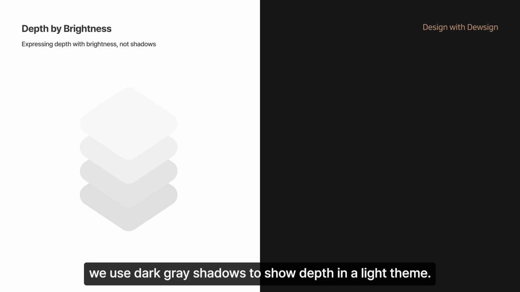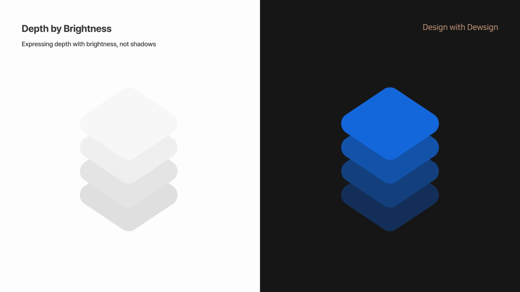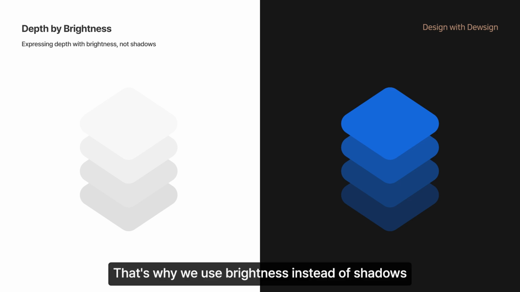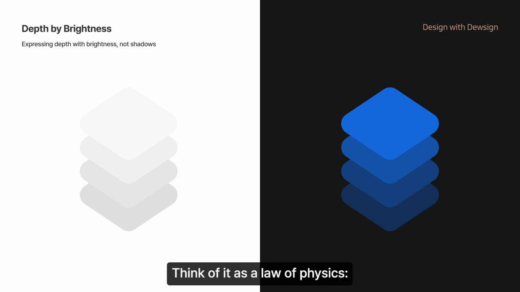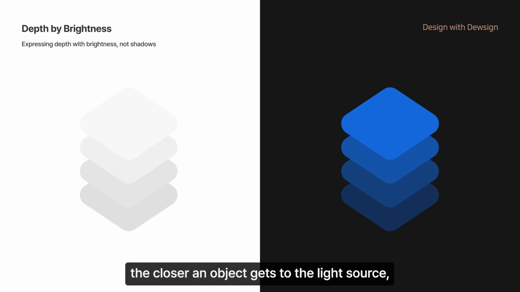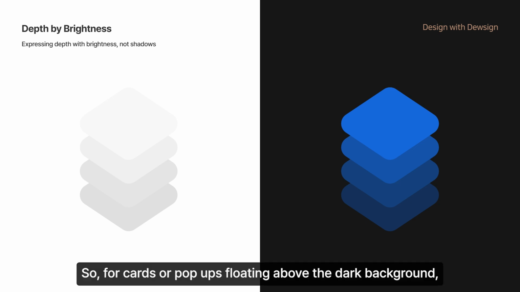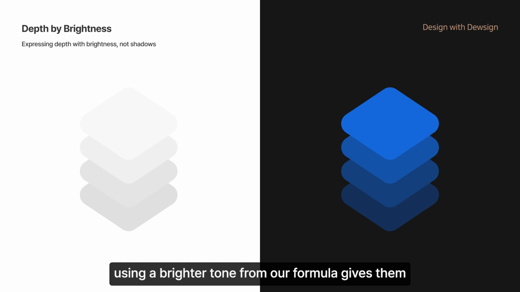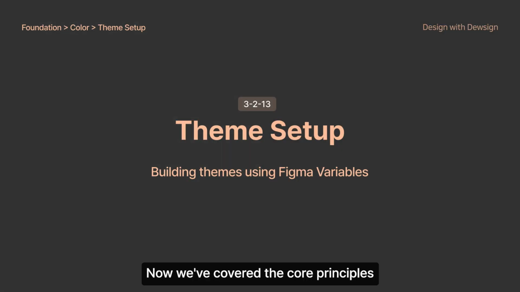Usually we use dark gray shadows to show depth in a light theme, but in a dark theme, dark gray shadows just won't show up. That's why we use brightness instead of shadows to create depth. Think of it as a law of physics. The closer an object gets to the light source, the brighter it becomes. So for cards or pop-ups floating above the dark background, using a brighter tone from our formula gives them a realistic, three-dimensional pop. Now we've covered the core principles and formulas behind dark themes.